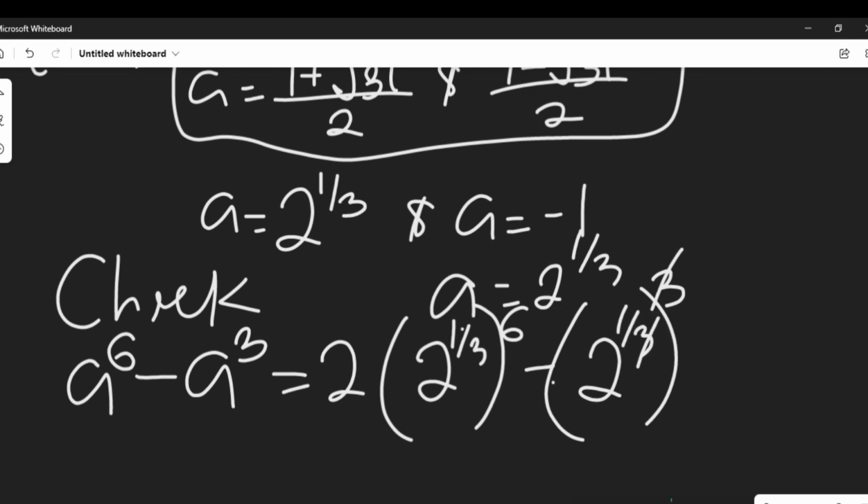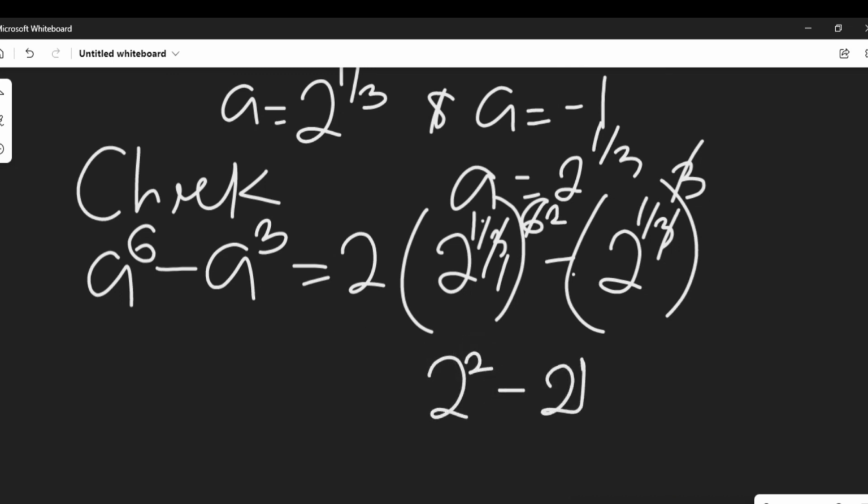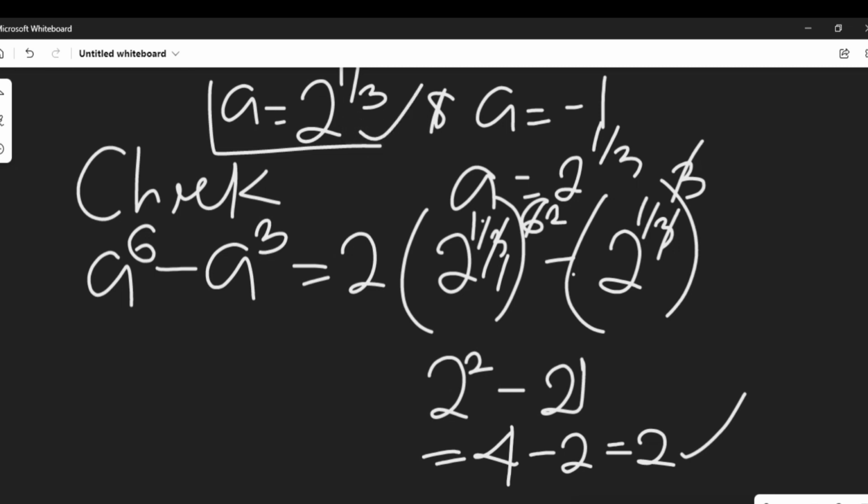So 3 will cancel 3, and then we'll have 1 over 3 times 6, which will give us 2. So our solution will be 2 raised to power 2 minus 2 raised to power 1. So this will give us 4 minus 2, and that is equal to 2, which shows that this solution is correct.